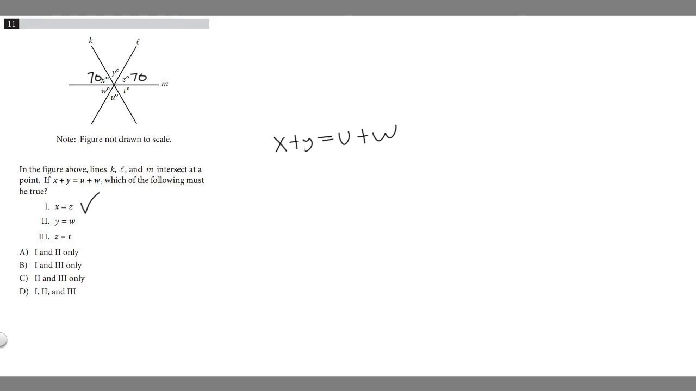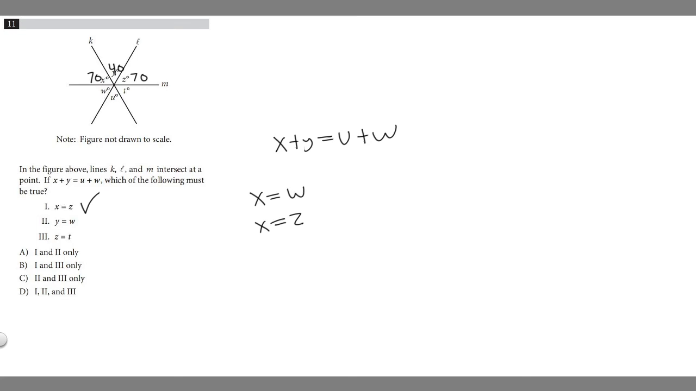Since this is a straight line right here, all these angles have to add up to 180. So this is 70, this is 70, which is 140, and it's got to add up to 180. So y is going to have to be 40 in that case. 40 is going to be different than 70. And on the last question, we determined that x equals w, right? Because remember, we said x equals w, and then we replaced it with z. So x is going to have to equal w.